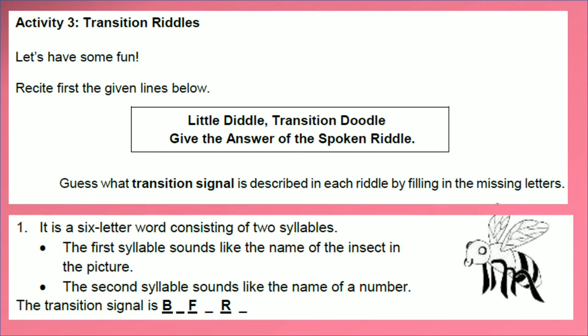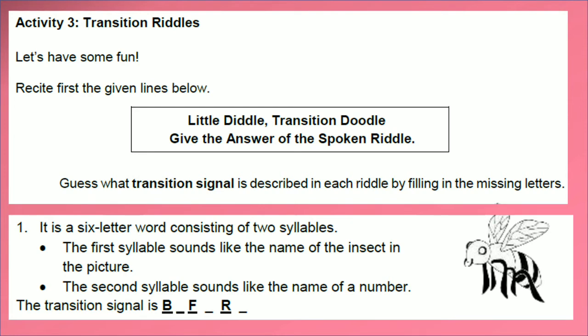Activity number 3, transition riddles. Let's have some fun. Recite first the given lines below. Little diddle, transition doodle, give the answer of the spoken riddle. So, guess what transition signal is being described in each riddle by filling in the missing letters. There are missing letters in every number. It is up to you to put in what transition signal was used in the sentences.